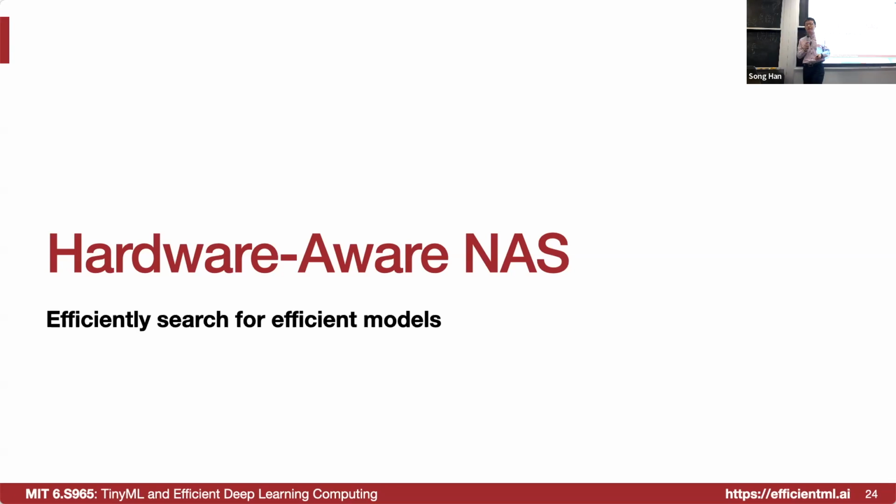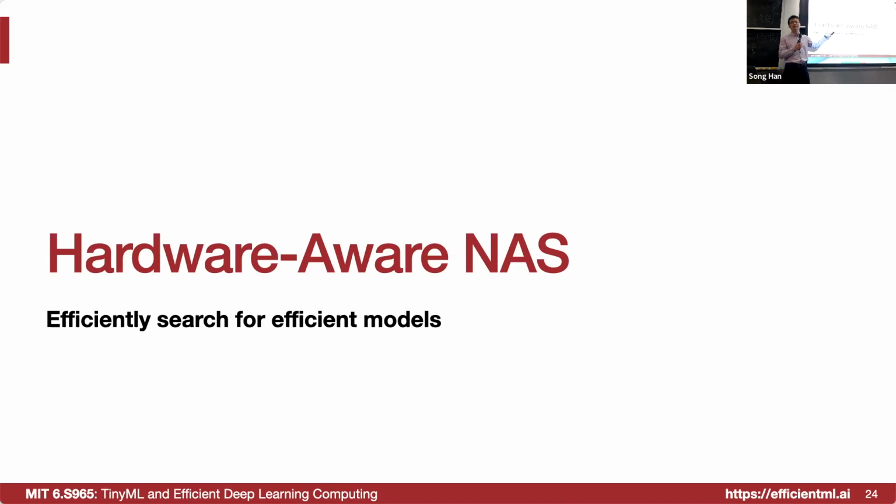So in the next chapter, let's talk about hardware-aware NAS. In this lecture, we are talking about efficient ML. So what does it mean, efficient? The training has to be efficient. The inference also has to be efficient. And for neural architecture search, the search process also has to be efficient. So we want to efficiently search for efficient models.